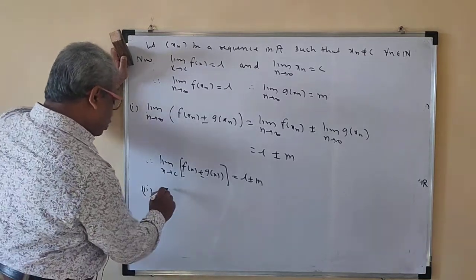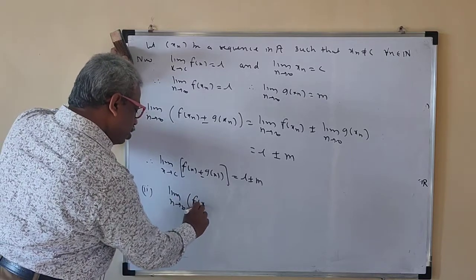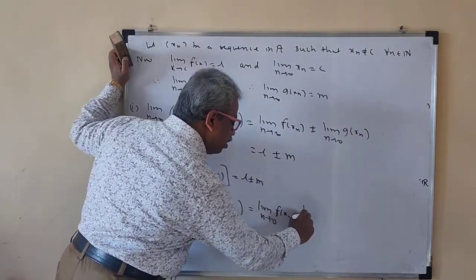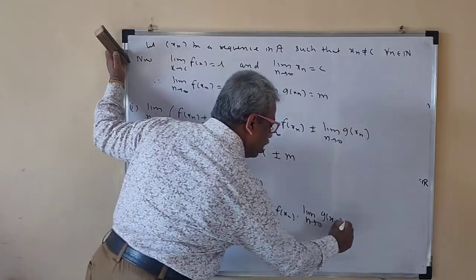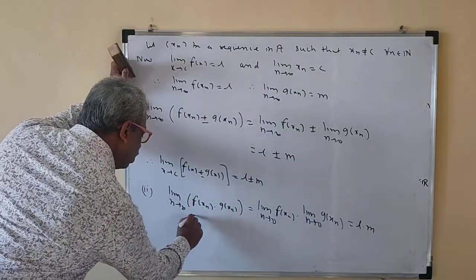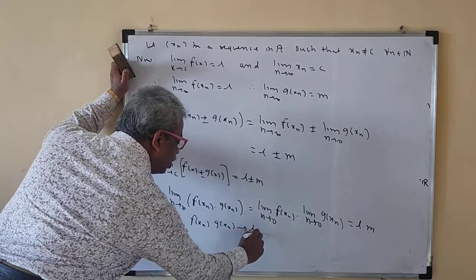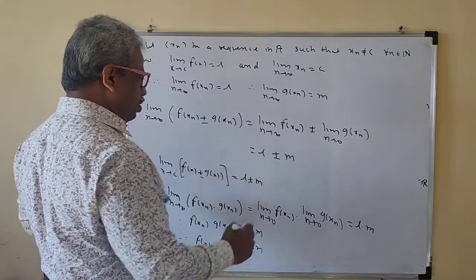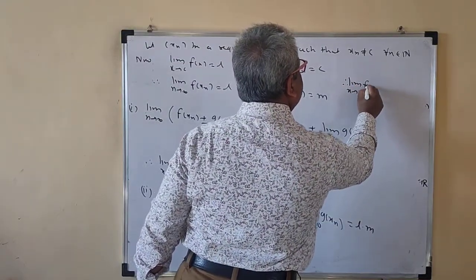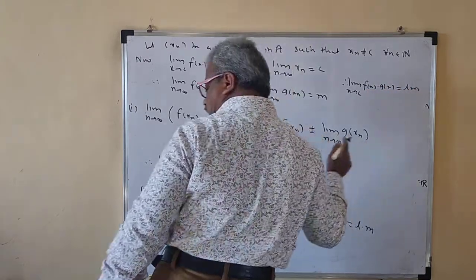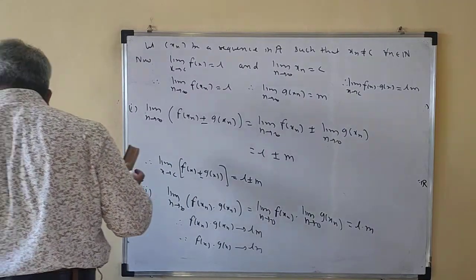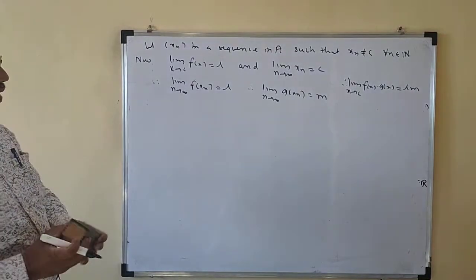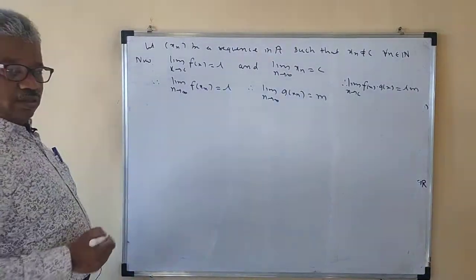The second one is the product. Limit n tends to infinity, f of xn g of xn is equal to limit n tends to infinity f of xn into limit n tends to infinity g of xn, and this is L into M. So therefore f of xn into g of xn tends to LM. So therefore limit x tends to c, f of x into g of x is equal to LM. This is very simple, with the help of the sequential criteria. So we have to do this, the algebra of the limits.